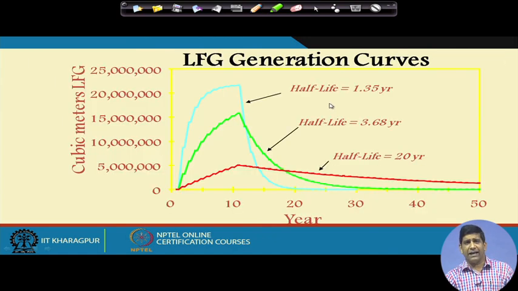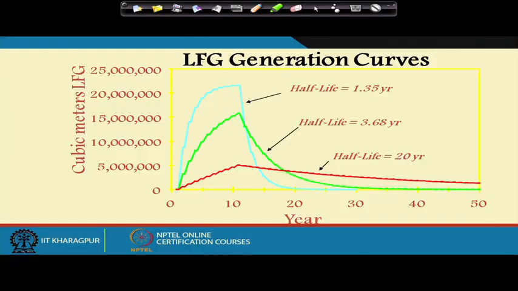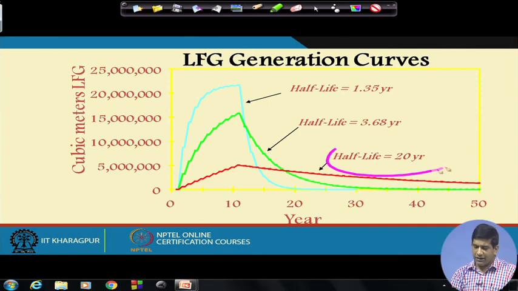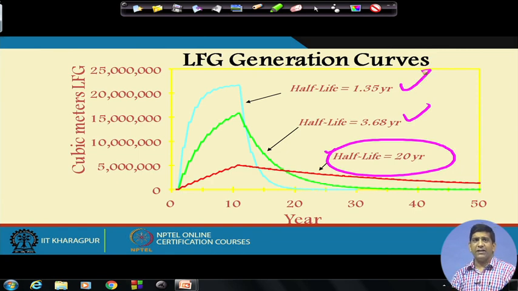So in terms of landfill gas generation, how the landfill gas will be generated over time: if it's a dry tomb landfill, the waste does not have any recirculation going, the moisture movement is not very good inside the landfill, and the gas production will be over a very long period of time. As you can see on this sketch, we have presented three scenarios, with half-lives of 20 years, 3.68 years and 1.35 years. A half-life of 20 years means it's a kind of dry tomb situation.